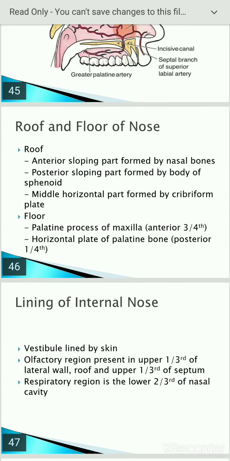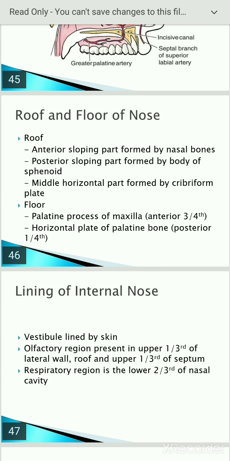So now we will see what is the roof of the nose. The anterior sloping part is formed by nasal bones, the posterior sloping part is formed by the body of sphenoid, and the middle horizontal part is formed by the cribriform plate. The floor is formed, anterior three quarters, by the palatine process of maxilla, and the posterior one quarter is formed by the horizontal plate of palatine bone.